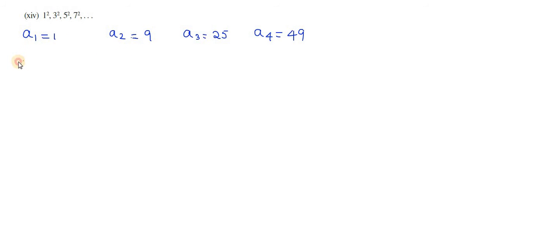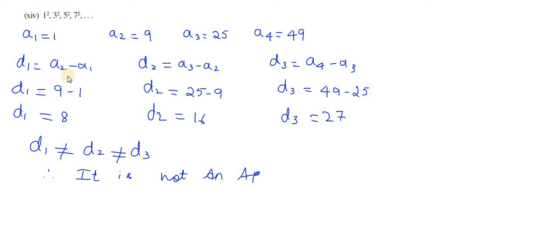Why? Because d1 is nothing but a2 minus a1, d2 is a3 minus a2, and d3 is a4 minus a3. If we find the common difference, it is not the same. d1 is not equal to d2 is not equal to d3. Therefore it is not an AP. If it is not an AP, there is no need to find the next three terms.